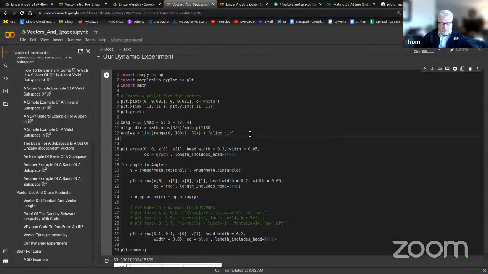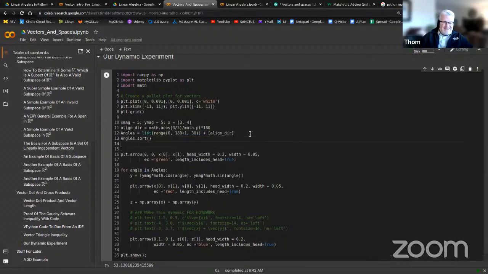Then we can just go angles dot sort, and that will sort them. And let's just make sure they look right.